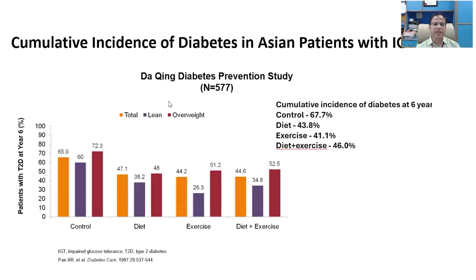So you can see this is the control group, and in all other groups after 6 years there is a marked decrease in the prevalence of diabetes. In the control group, the cumulative incidence of diabetes over 6 years was 67%. But in diet, exercise, and diet plus exercise, all three groups the same, there is significant reduction in the incidence of diabetes.